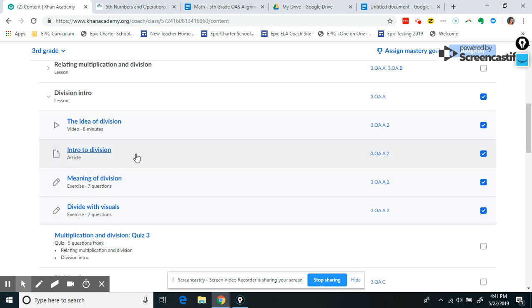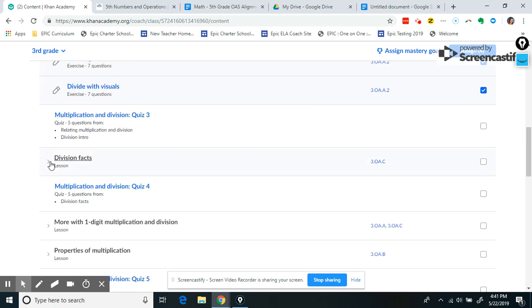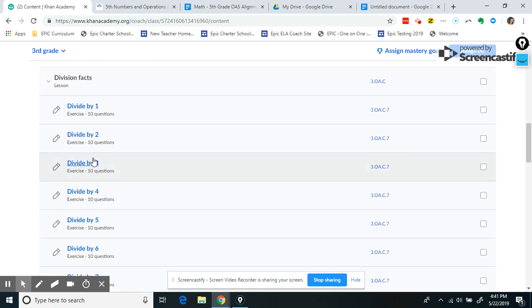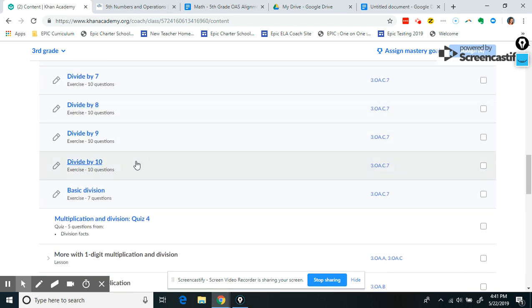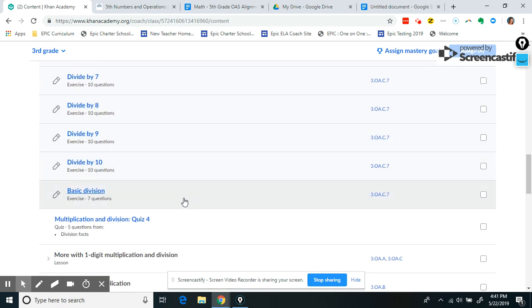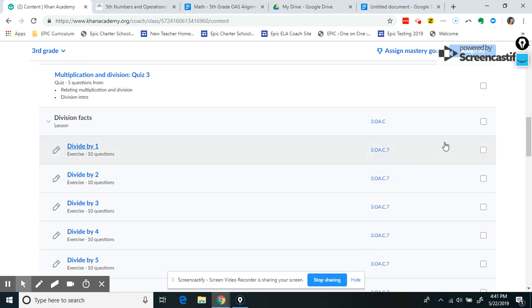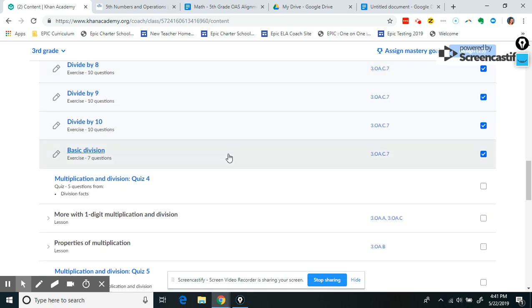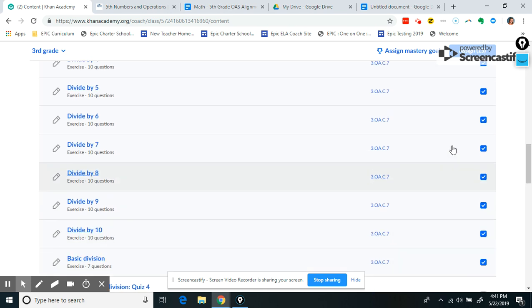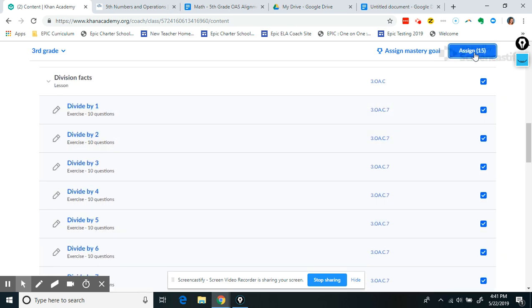So I'll go ahead and assign all of those. And then I'm going to look at division facts as well. And it's looking at dividing by all of these numbers following with basic division. So I'll choose all of those as well. Those would be great exercises for this kiddo to do, kind of work up towards that division that I'm looking for. So up at the top, I'm going to click the blue assign.